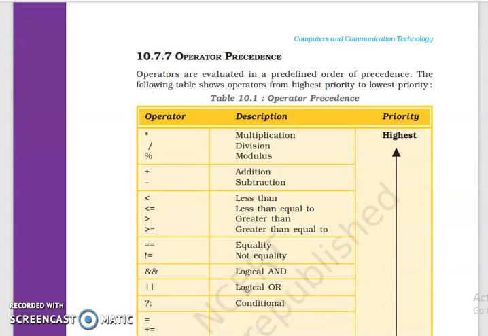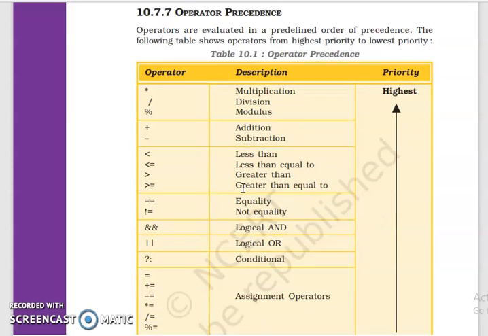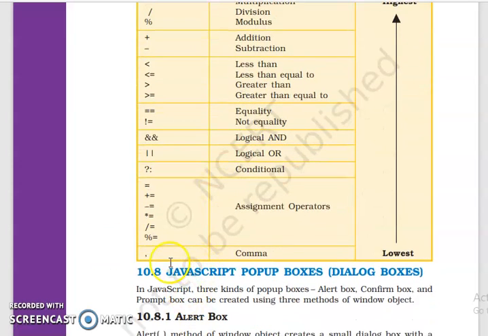And then operator precedence. The following table shows the operators from highest priority to lowest priority. You people studied the operator precedence in C, C++ and other programming languages. Here it is the same. The multiplication, division and modulus have the highest priority. And then after that, addition and subtraction have the next priority, and then less than, less than or equal to, greater than or equal to. So this is from the highest priority to the lowest priority. Here the lowest priority is the comma operator, and then the second lowest are the assignment operator and the shorthand assignment operators.